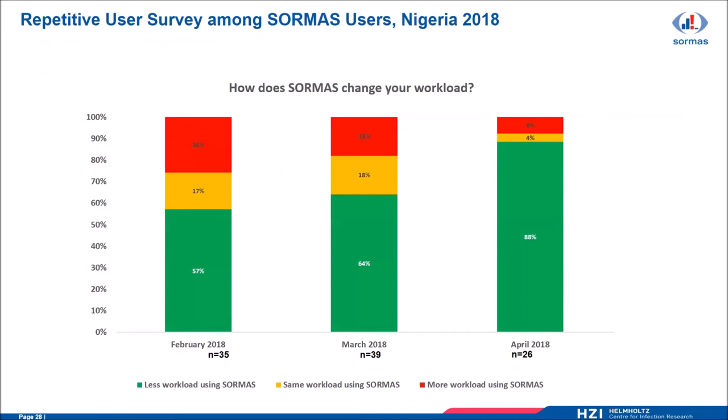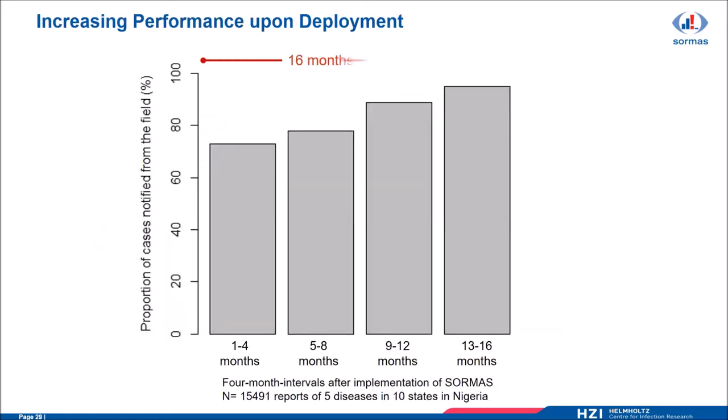From a public health perspective, we try to do a user survey using the CDC acceptability criteria. Based on this, we found out that when we started applying SORMAS to the users from February 2018, we had over 50% of users who said that SORMAS does not increase their workload. And over time, we found that up to 88% of them agreed that SORMAS reduced their workload. And then we continued as well to look at the data that was collected from the SORMAS users in the field and from the national level.